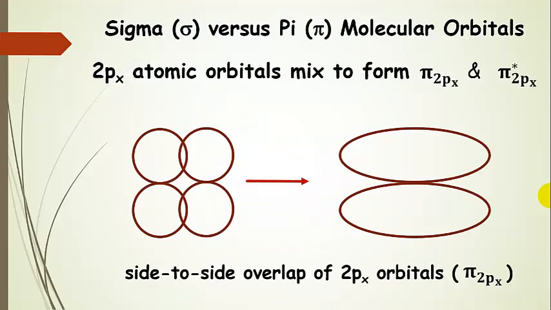Okay, so this side-to-side overlap. If we want to form pi molecular orbitals, we're going to have a side-to-side overlap. So here we have 2px and 2px. Okay, we're going to overlap, and our little cartoon molecular orbital is going to look like this. So these two are going to kind of merge, shall we say. And then here are the two nuclei in between. I don't have them pictured, but that's where they are. Then there's electron density above and below. And so this is a side-to-side overlap of these 2px orbitals, and they form a pi 2px molecular orbital.